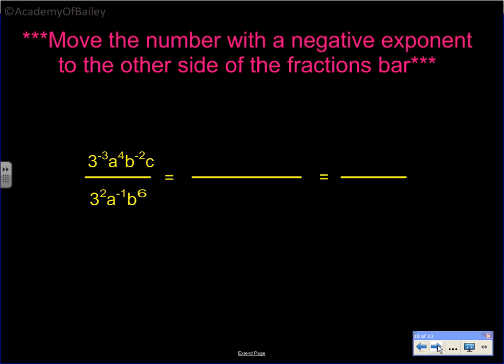Here's one. I want you to try this one on your own. Remember, take it step by step and figure out negative exponents go to the other side of the fraction bar, and the positive exponents stay where they're at. So you go ahead and figure that one out on your own, and pause the video and check your solution with mine.